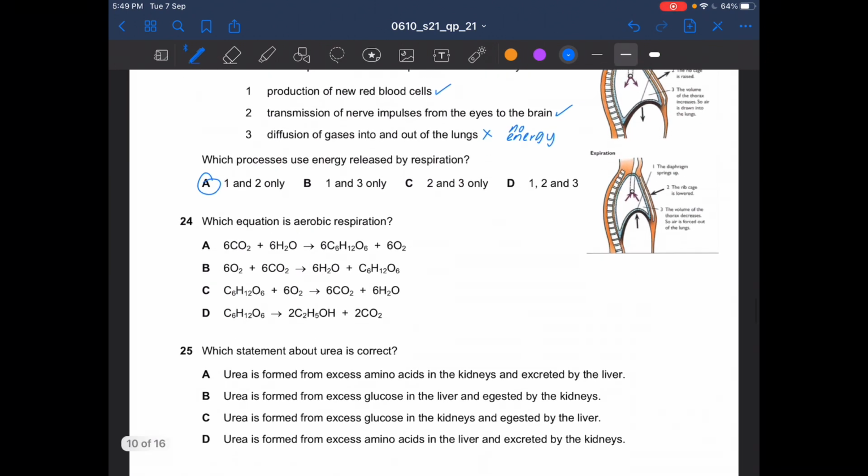Next question, which equation is aerobic respiration? Aerobic respiration is glucose plus oxygen gives you carbon dioxide and water. The answer for question 24 would be C.